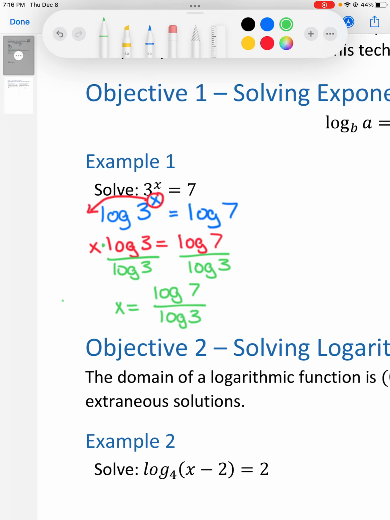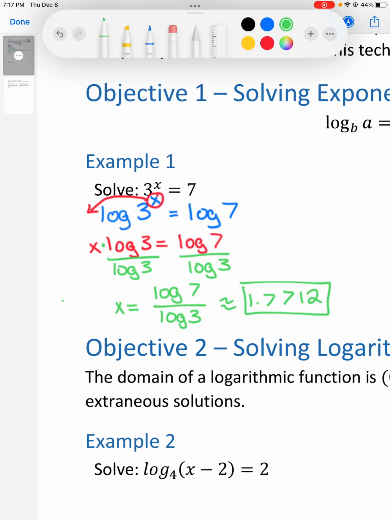log of 3. Now those are both log base 10, so can we stick those in our calculator? Yes. So when we stick it in our calculator, remember you type log 7, and then you can go divided by log 3, and that roughly equals 1.7712. We'll go to 4. So that's what we get.